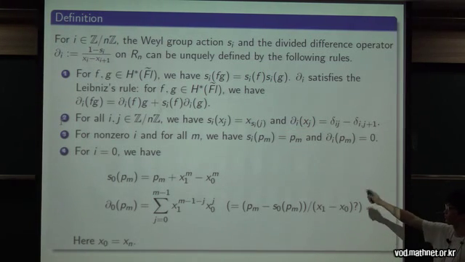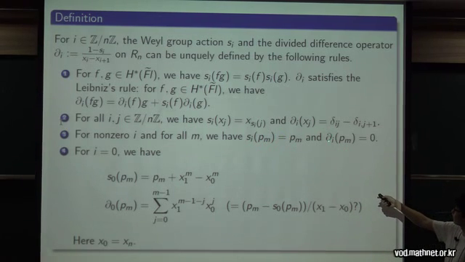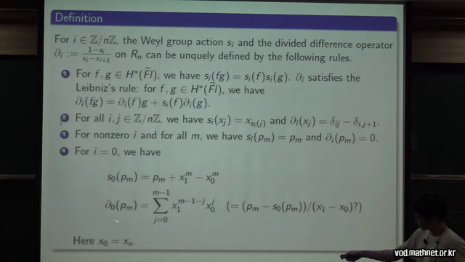So number 3 and number 4 are something I found, which is the action of si and partial i on pm. When i is non-zero, then si does nothing: si of pm is just pm, and partial i of pm is just 0. So it does nothing to the p's for non-zero i. When i is 0, then there's some weird form: s0 pm equals pm plus x1 to the m minus x0 to the m.